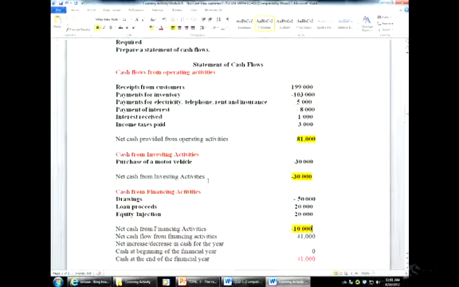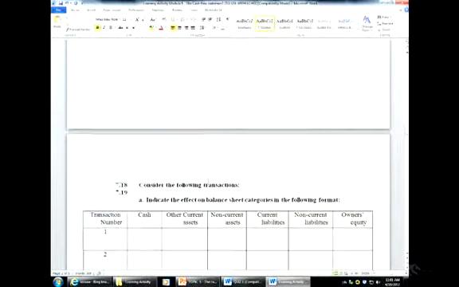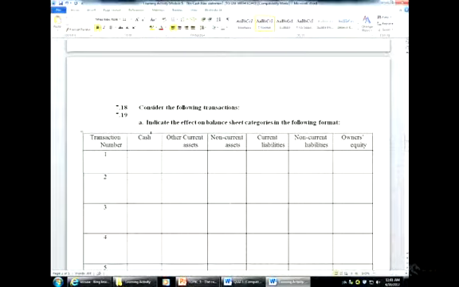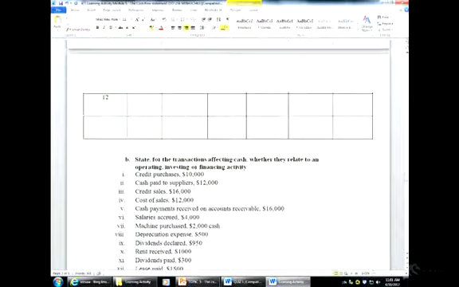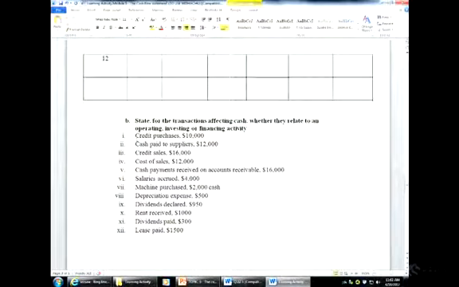The next question is 7.18. There are a few transactions given to us in the textbook, and these are the transactions. I put it down here for you all. Those are the same transactions which you have to do for A and B.